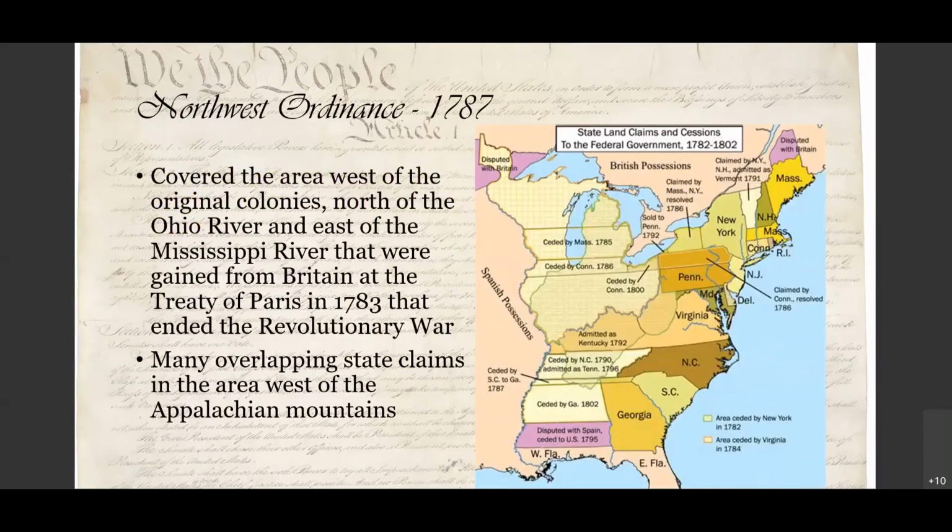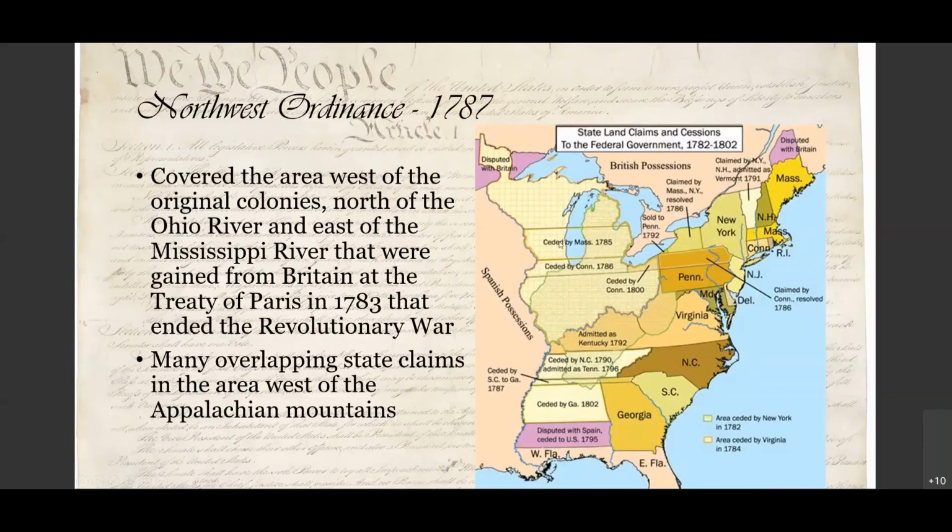It was passed in July 1787 by the Congress under the Articles of Confederation. But that was while the Constitutional Convention was meeting, so they were aware of this. And it covered the area west of the original colonies. So this area in here, east of the Mississippi River, north of the Ohio River, and west of the original colonies. So this was land that we had gained from Britain at the Treaty of Paris in 1783 that ended our Revolutionary War. But it had many overlapping state claims. New York claimed here down as far south as northern Alabama. Virginia claimed as far north as northern Minnesota.